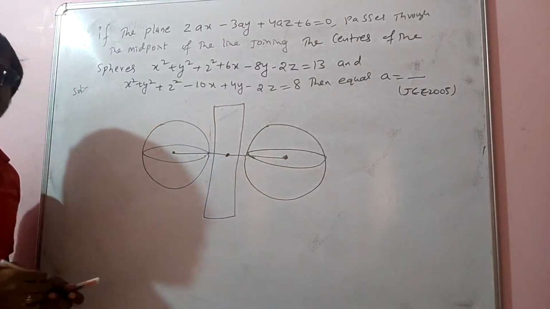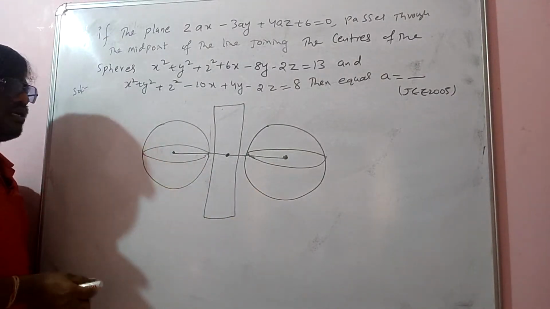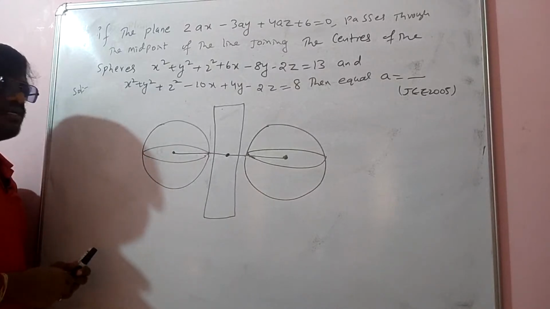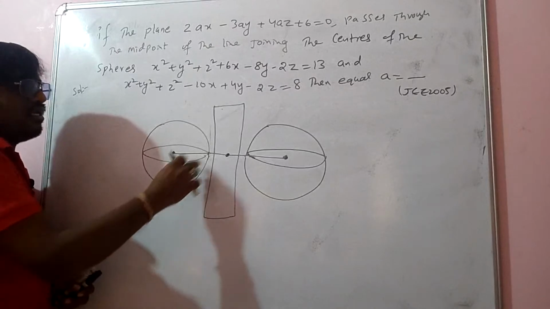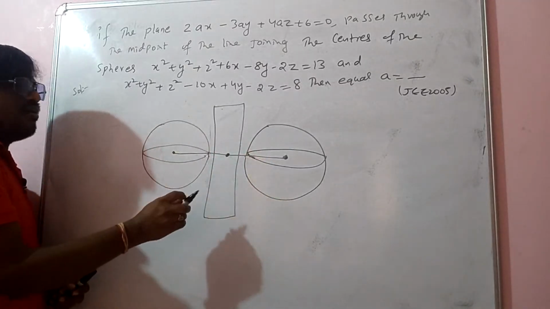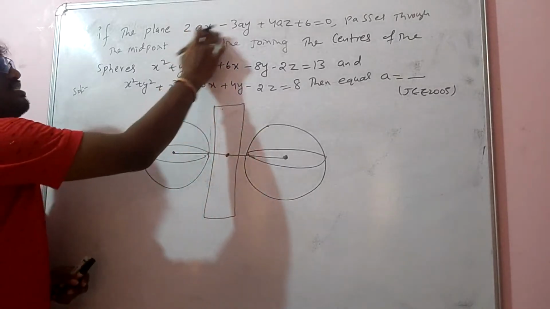A ball is nothing but a sphere only. Between these two spheres there is a midpoint. From this midpoint, a plane is passing. So the plane equation is given.